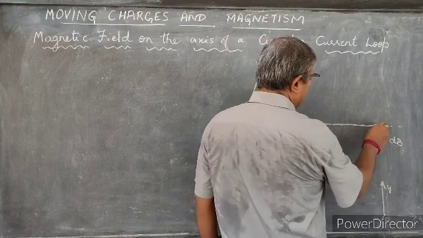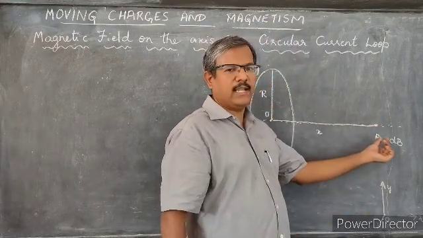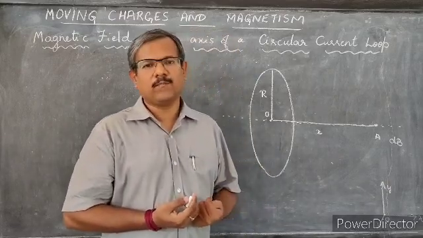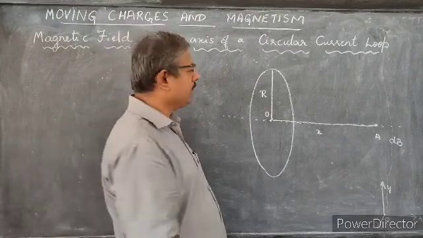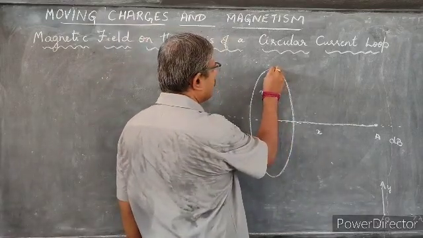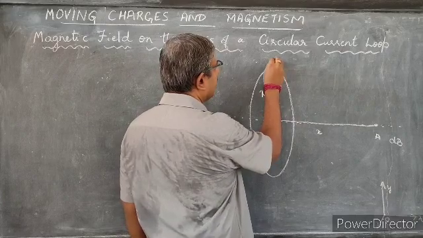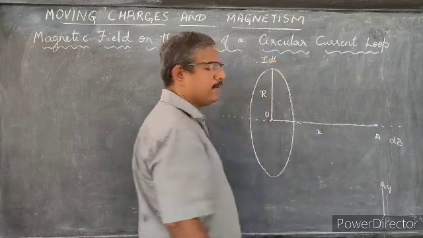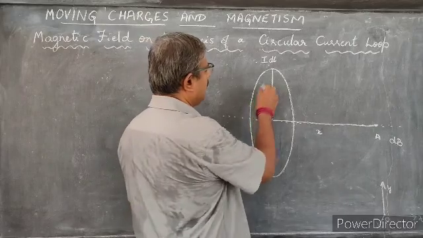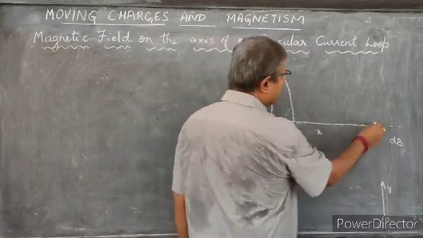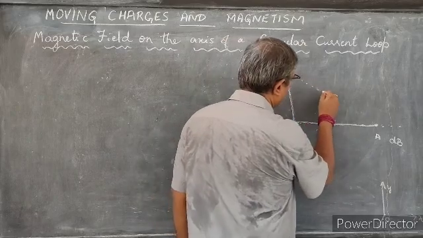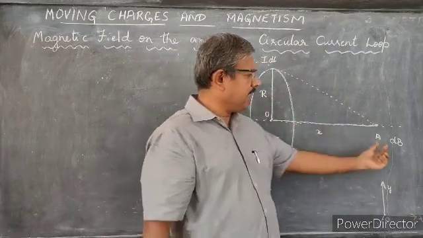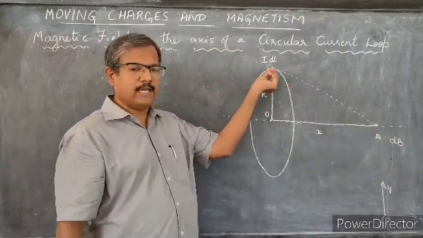Now I am interested in finding the magnetic field at this point A. If I want to take advantage of the Biot-Savart law, I'll have to consider a small current element, let's say at this point. So I'll take a small current element of length dl. My current element will be I dl, because there is current I flowing through the loop, and I am interested in finding the magnetic field at point A, which I will designate as dB, due to the small current element I dl.